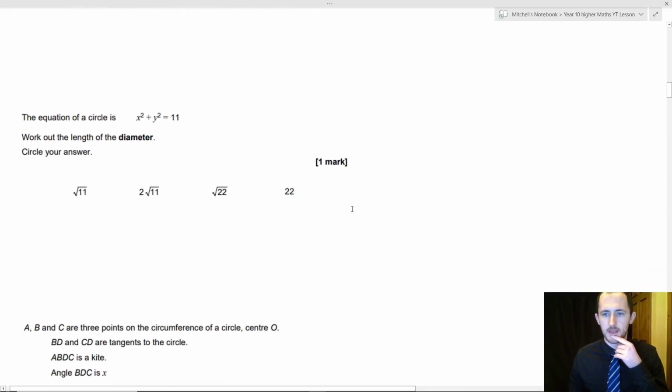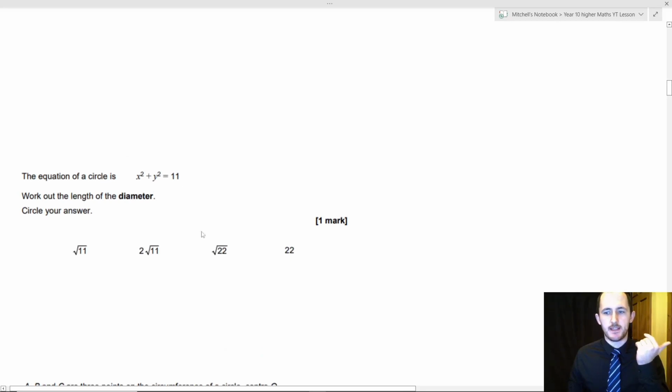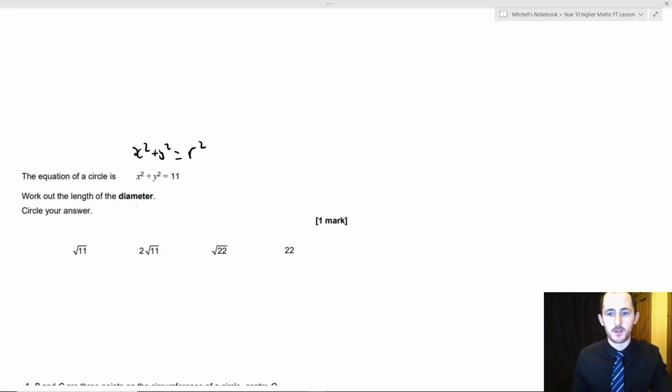Straight to the next one. This is a 1 marker, so multiple choice with the AQA exam board. So work out the length of the diameter. Well, if you remember what I said earlier, x squared plus y squared is equal to r squared. So the radius in this case is square root 11. And what's the diameter? The diameter is twice the radius, so it's going to be 2 square root 11.